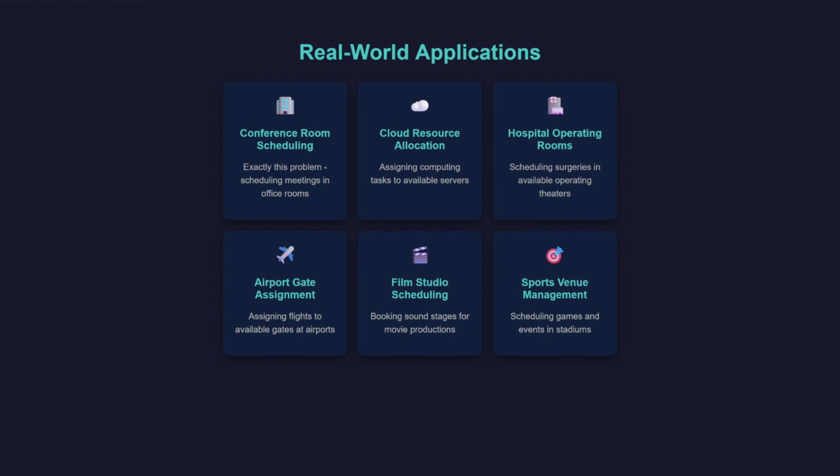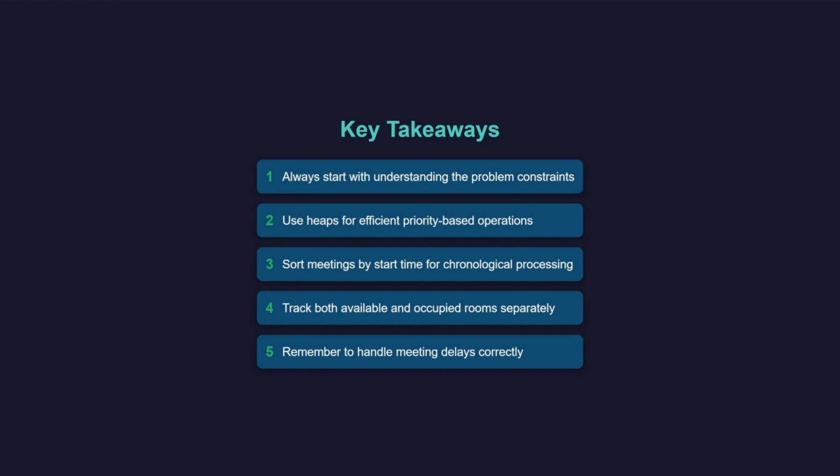Let's summarize our key takeaways. First, always start with understanding the problem constraints that guide your solution choice. Second, use heaps for efficient priority-based operations. They transform O(n) operations into O(log n). Third, sort meetings by start time for chronological processing. This simplifies the simulation logic. Fourth, track both available and occupied rooms separately. The two-heap pattern is powerful for resource management. Fifth, remember to handle meeting delays correctly. Delayed meetings keep their original duration. These principles apply to many scheduling and resource allocation problems.